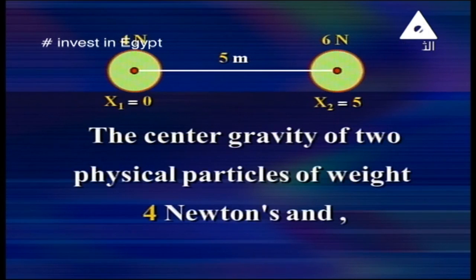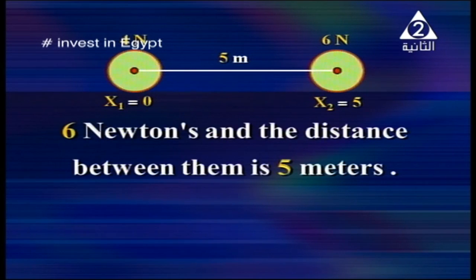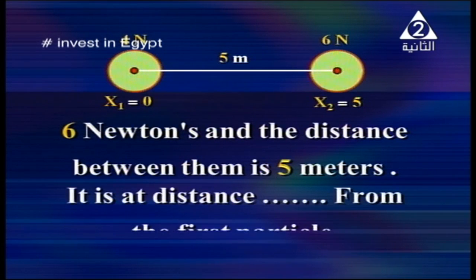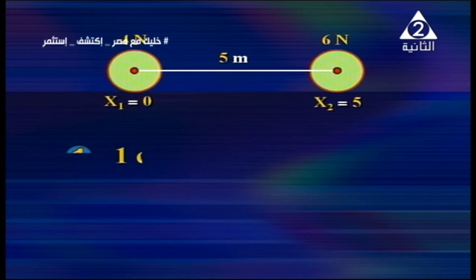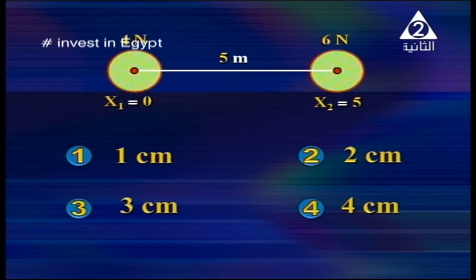My dear student, the center of gravity of two particles of weights 4 Newtons and 6 Newtons, and the distance between them is 5 meters. It is at a distance of blank from the first particle. Look, my dear student, choose the correct answer: 1 centimeter, 2 centimeters, 3 centimeters, 4 centimeters.